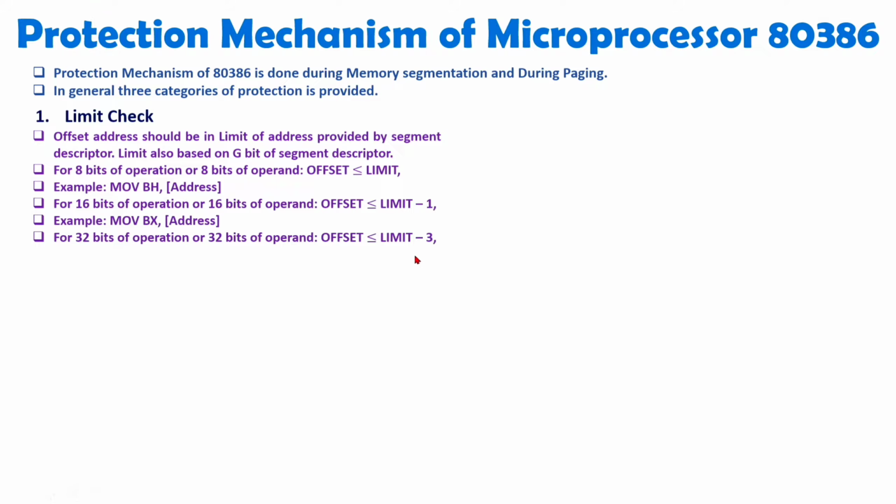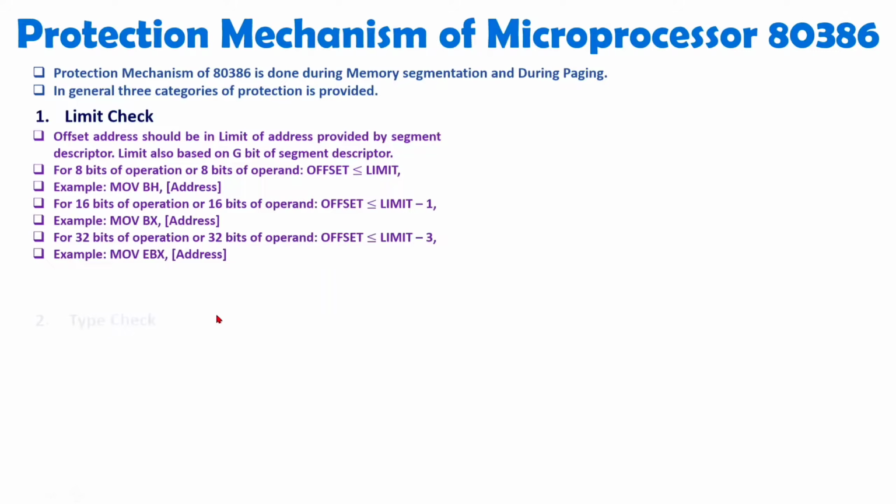So in short, my dear students, the offset address cannot be greater than the size of the segment, and the size of the segment is pointed to by the limit of the segment descriptor. For example, if MOV EBX, square bracket of address is given, then the operand is 32 bits. In that case the offset should be lower than or equal to limit minus 3.